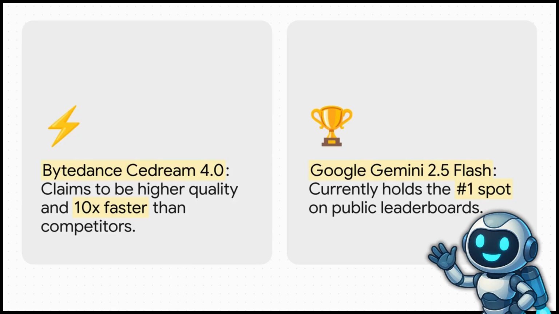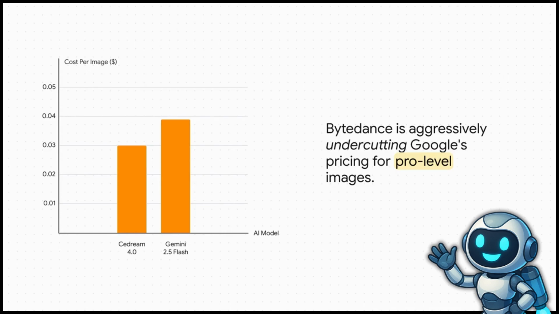on the public leaderboards. And here's where all that competition really starts to help us out. Just look at the prices. Seedream is coming in hot, undercutting Google at about 3 cents per image, compared to Gemini's nearly 4 cents. Now that might sound like we're splitting hairs, but believe me, when you're creating at scale, that price war saves creators a ton of money.